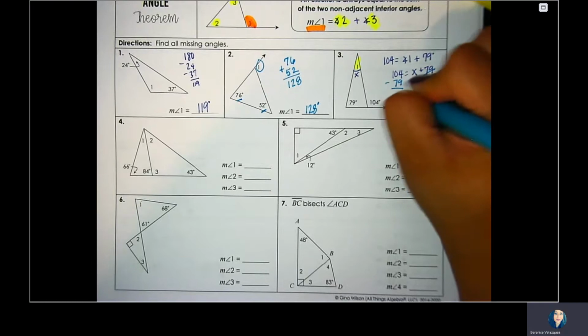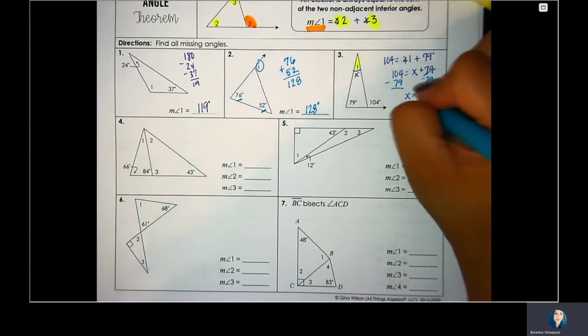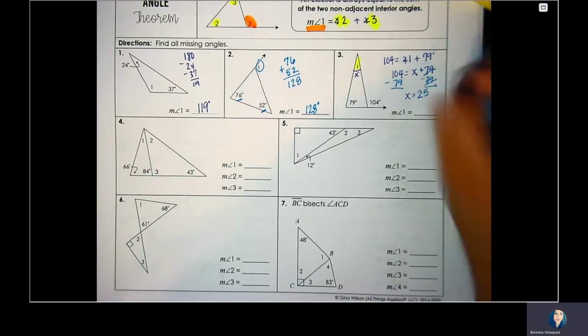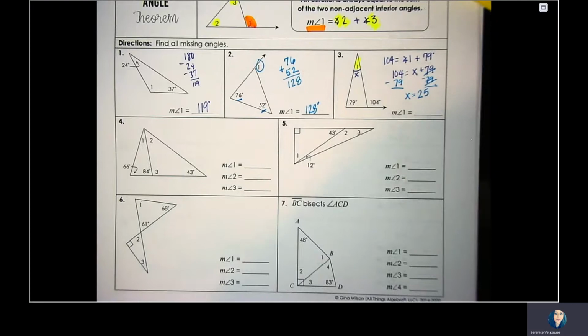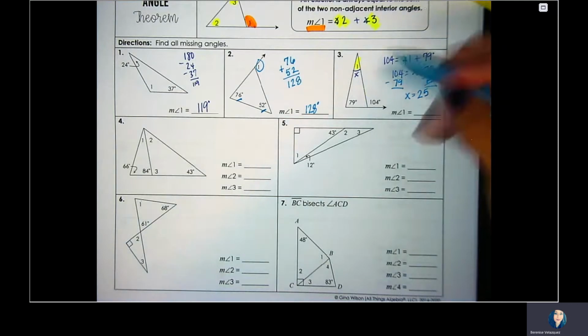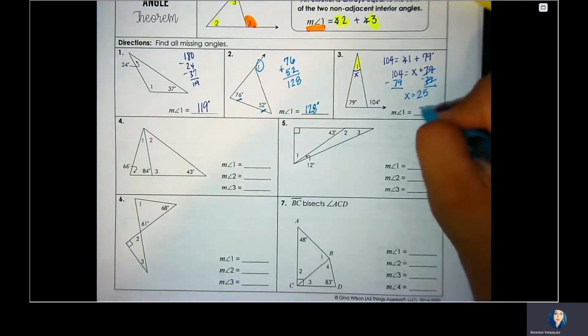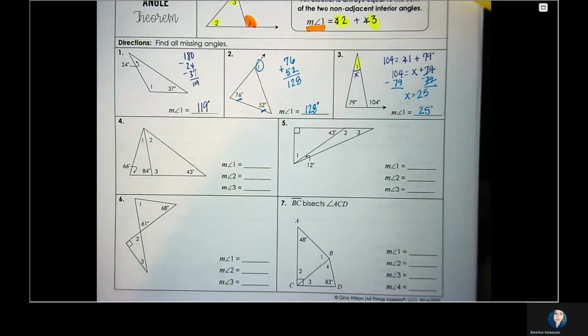And then x equals 104 minus 79, which is 25. And again, have a calculator handy to be able to do these, but I've already worked these out on my paper, so that's how I'm getting the answers. Okay, we said angle 1 was actually x, so we can put 25 there.